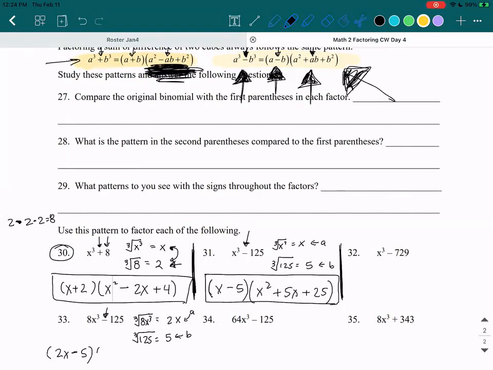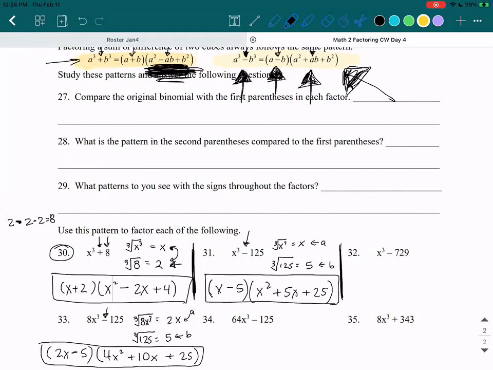And then for the next part, we have a squared plus ab plus b squared. So a squared will be 2x squared. So 2x squared is actually 4x squared because the 2 has to be squared and the x has to be squared. So it's 4x squared. And then for ab, it's multiply the 2x and the 5. So 2x times 5, that's 10x. And finally, for the b squared, that's 5 squared. So it's plus 25. And so this would be our answer for number 33.